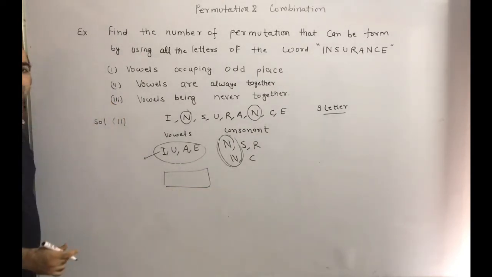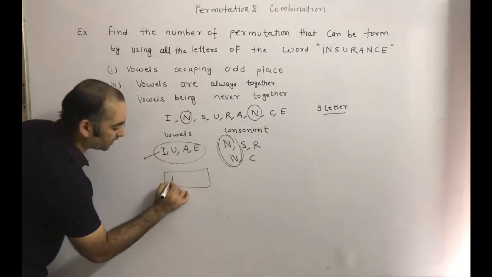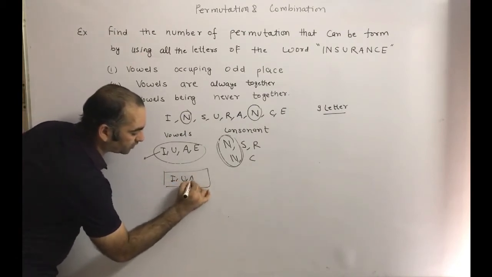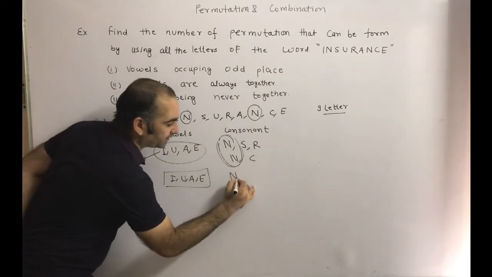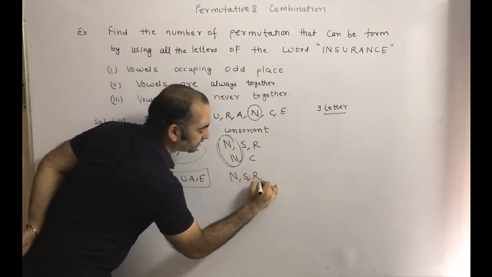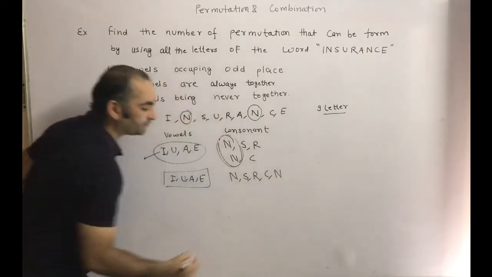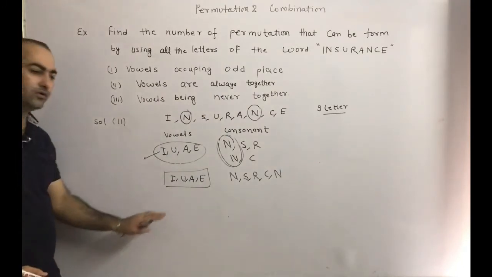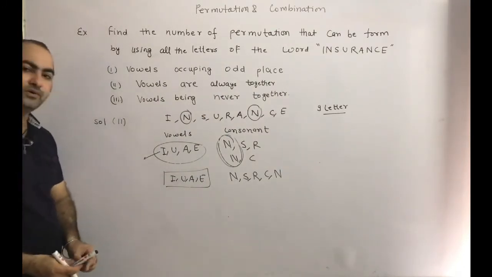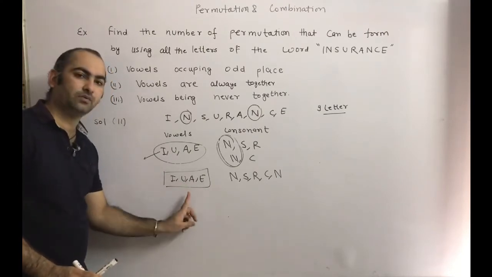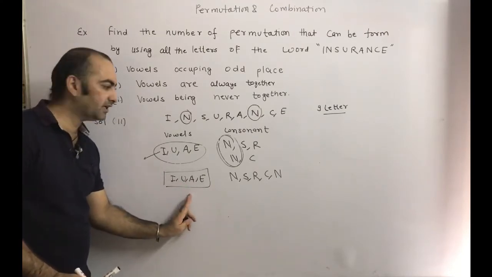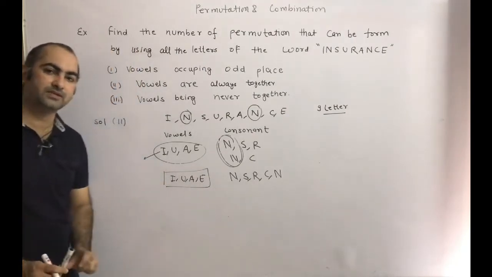So we are putting these 4 vowels in a box: I, U, A, E. And there are 5 consonants: N, S, R, C, and N. Now we want all 4 vowels together, so this box will be assumed as 1 unit, or 1 letter. So this is 1 letter, and these are 5 consonants. So the total is 6 letters.